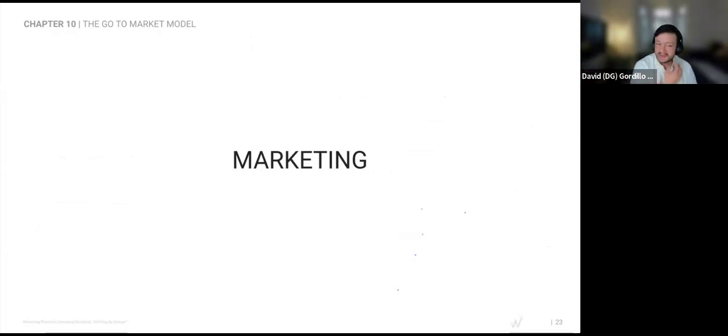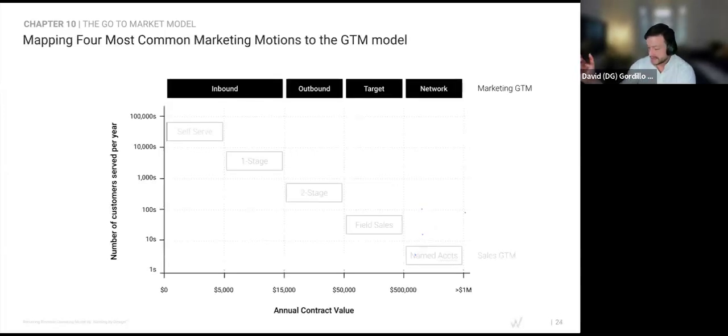Okay, let's talk about marketing. So for now, we spoke about the sales motions. Now let's pair them with the marketing motions. So in terms of marketing, we normally have 4 main marketing motions. So we have inbound, we have outbound, targeted, targeting accounts, and network.